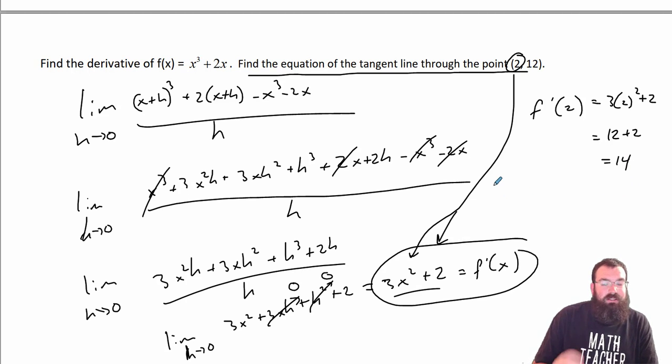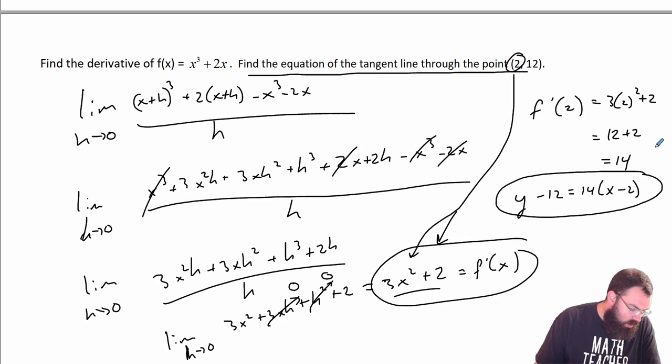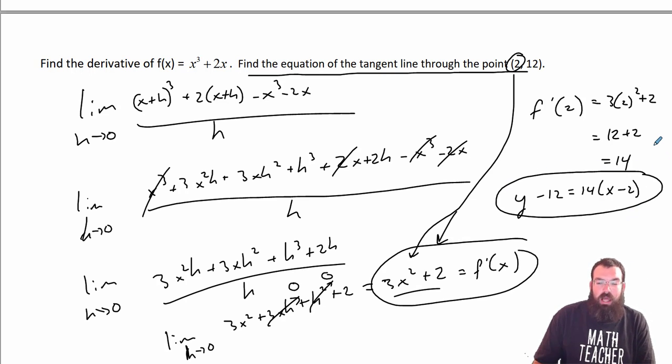Now I'm going to use point slope form. So I get y minus 12 equals 14 times x minus 2. And that is an equation of your tangent line.